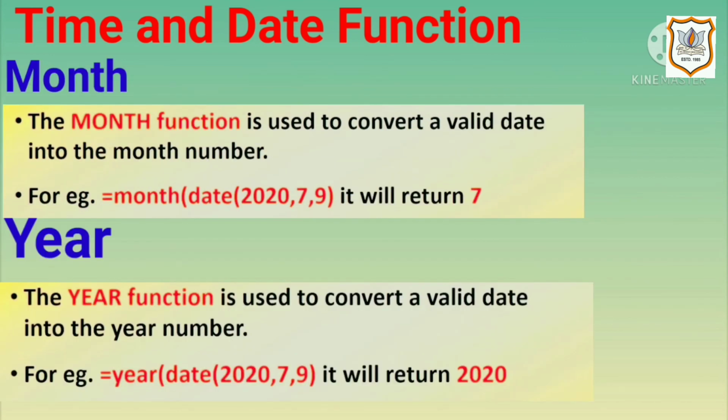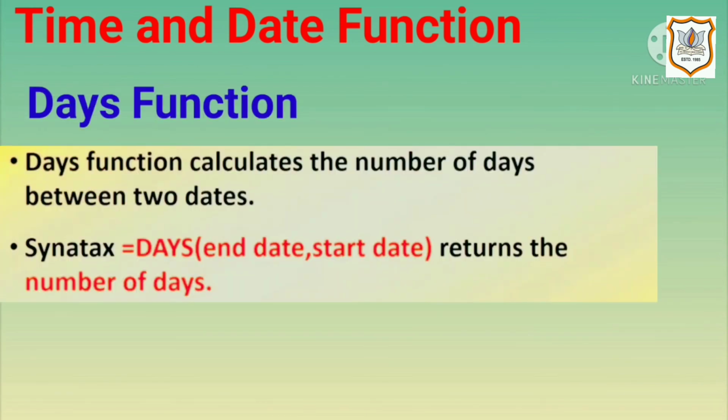Next function is the MONTH function. The MONTH function is used to convert a valid date into the month number. Example: MONTH(DATE(2020, 7, 9)). It will return 7. Next one is the YEAR function. The YEAR function is used to convert a valid date into the year number. For example, equal to YEAR(DATE(2020, 7, 9)). It will return 2020.